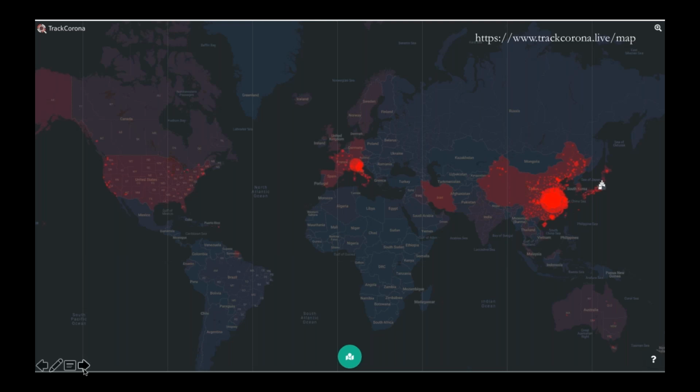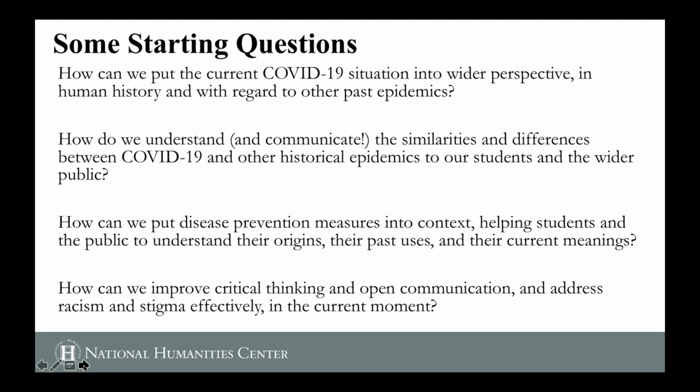To start us off, these are some broad starting questions. These aren't things we're necessarily going to answer, but these are the priorities that I think are before us as educators right now. How do we put this current situation into broader perspective, both in human history, in the long view, as well as with regard to past epidemics that are often used as analogies? How do we understand and communicate the similarities and differences between this current situation with COVID-19 and other historical epidemics?